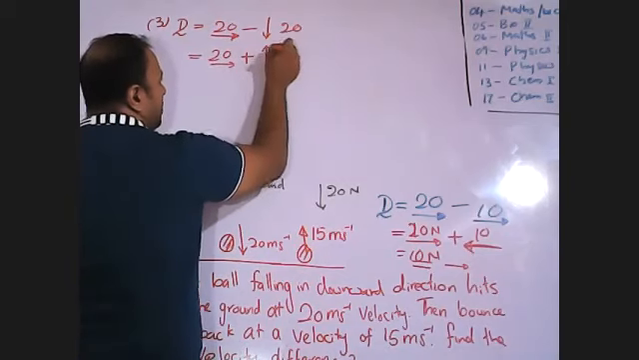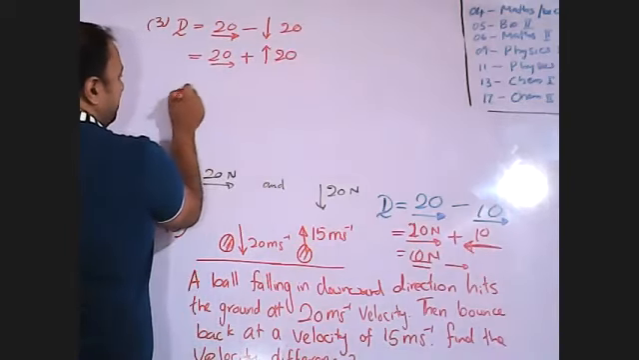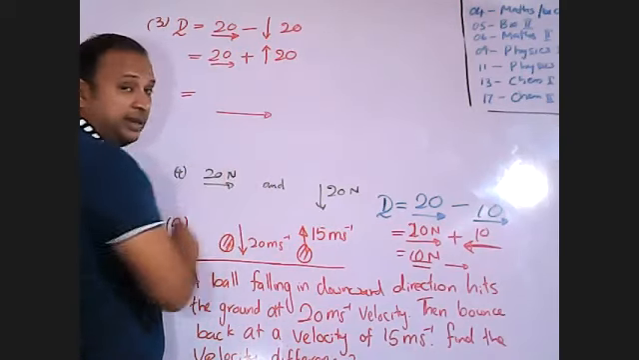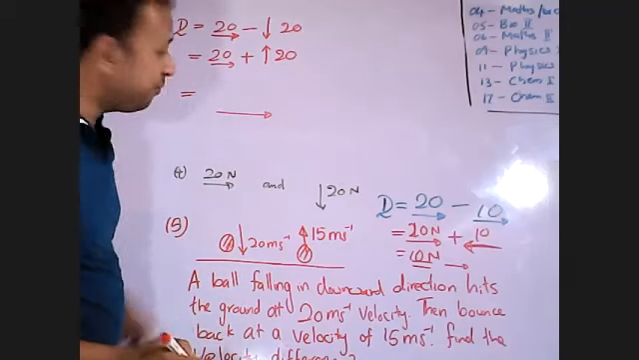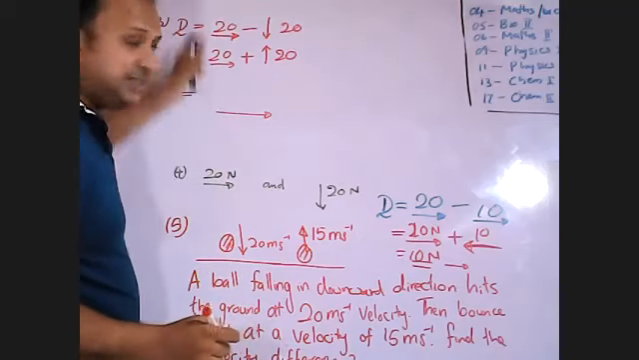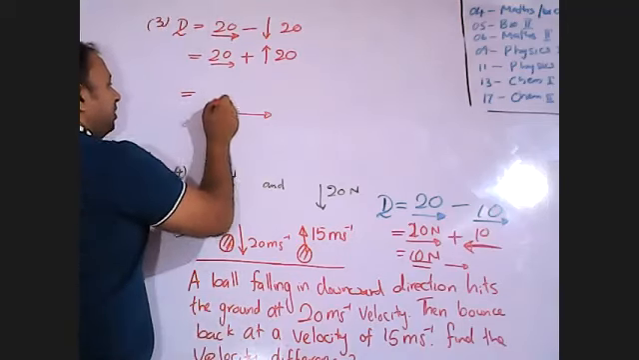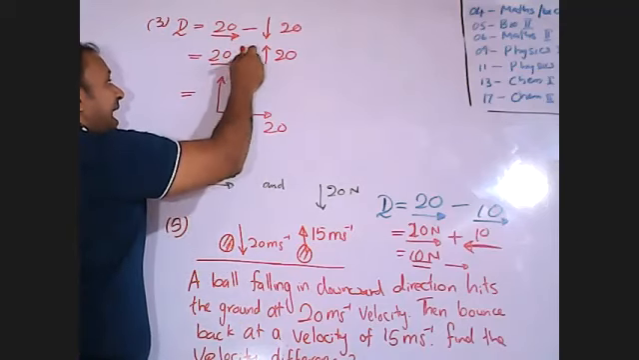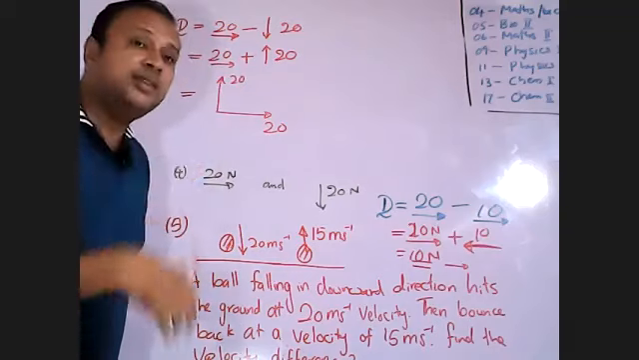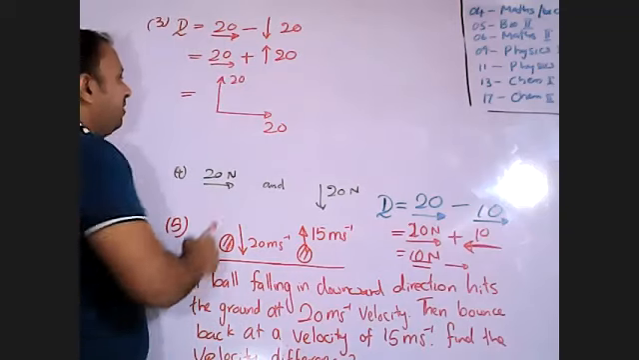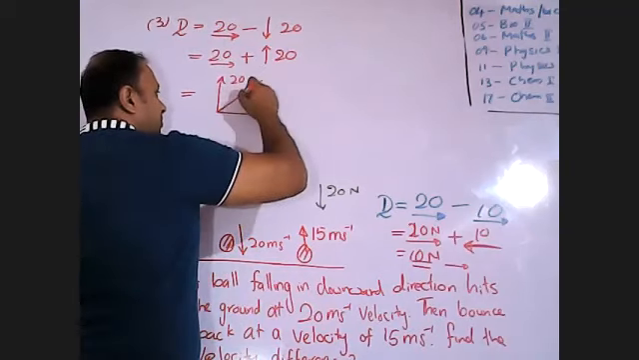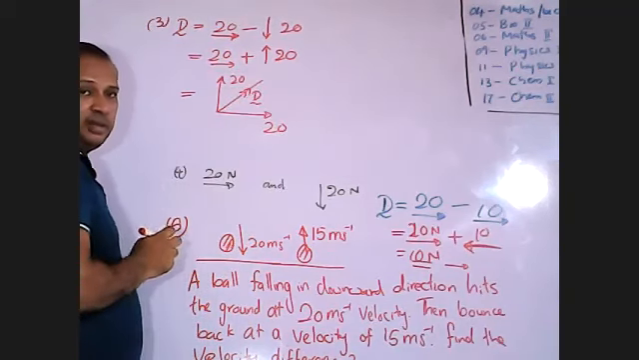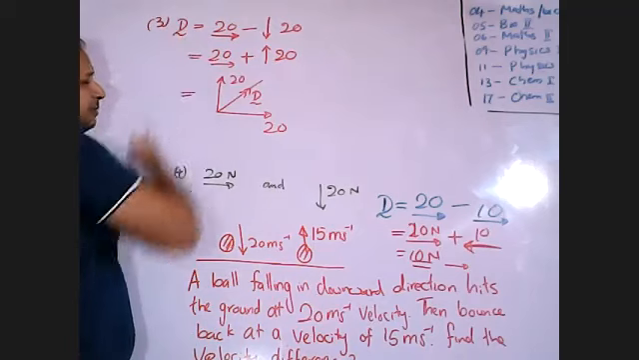Plus 20 Newton. That means there are two vectors acting at the same point. One is in this way. The other one is in the upward direction. 20, 20. Adding 20, 20 means you have to take the resultant. That means this one. That is the difference vector.